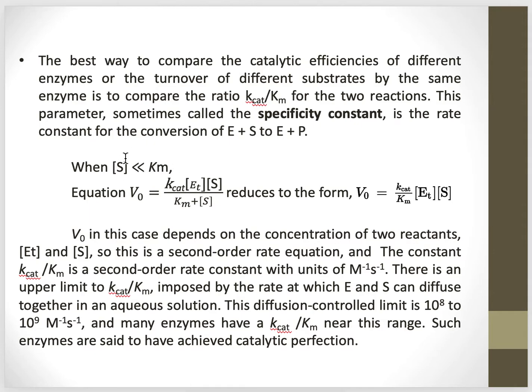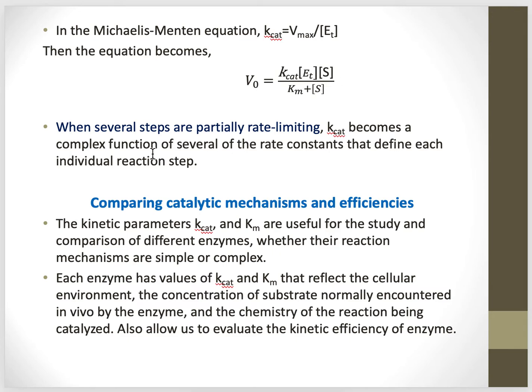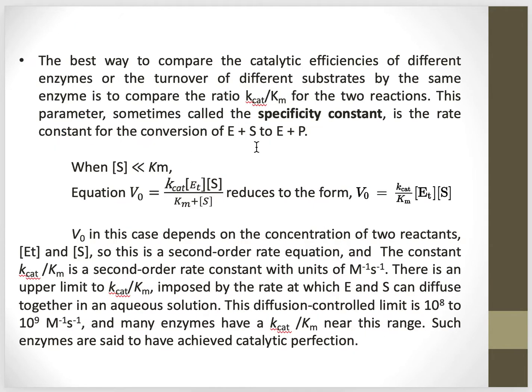Now, when the substrate concentration is much lower than the Km, the equation that we saw here, V0 equals kcat Et S divided by Km plus S, reduces to this form: V is equal to kcat by Km times Et times S. Why? We just said that the substrate concentration is much lower than the Km, so we can ignore the substrate concentration in the denominator.